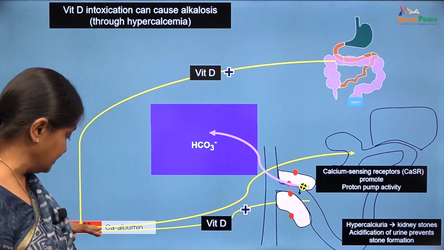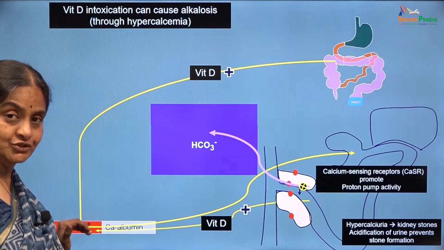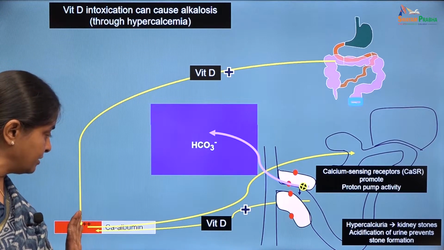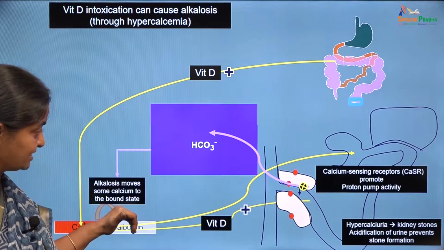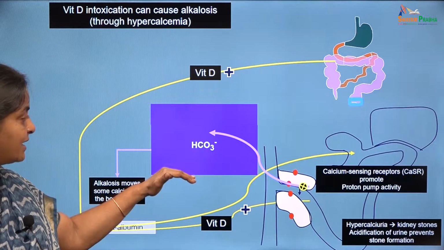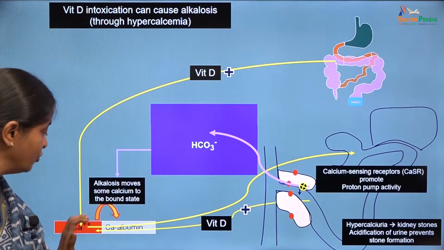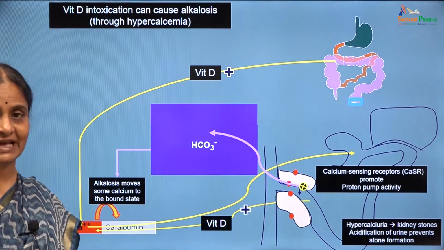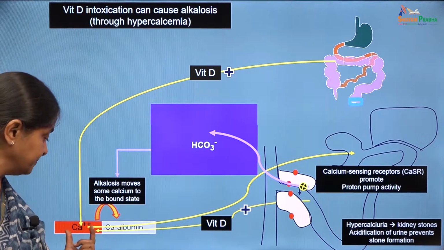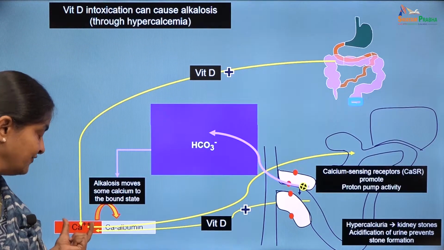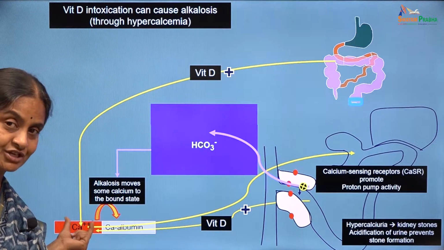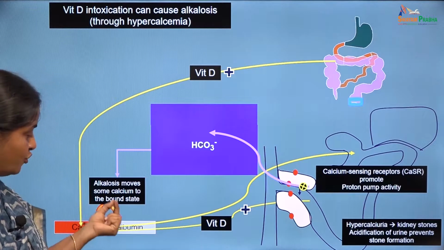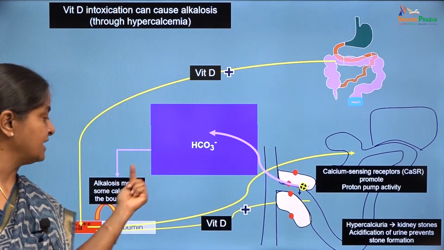So, hypercalcemia, which is the primary event in vitamin D intoxication, tries to regulate itself by putting more of it into the bound state, because an increase in bicarbonate concentration will help move calcium into the bound state. So, it may be seen as a self-regulatory mechanism wherein calcium regulates its availability or regulates its free concentration. When it is in excess, it makes itself move into the bound state by inducing an alkalosis.